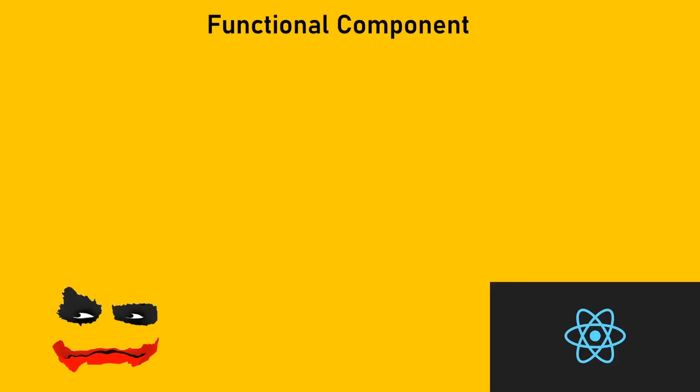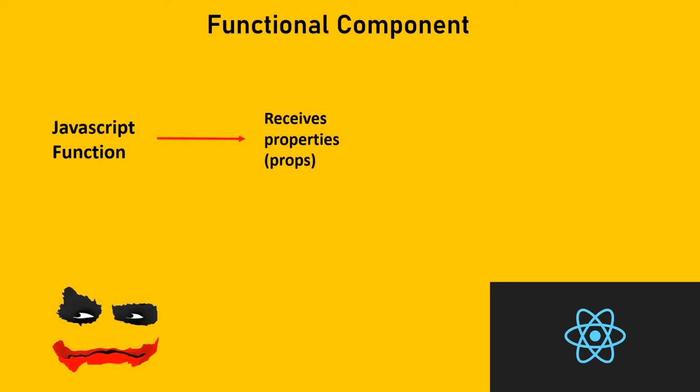Today we are going to talk about functional components. I'm going to show you how we can create one, how we send props inside it, ways to export them, and the benefits of using them. So let's get started. Functional components are a JavaScript function that receives properties, props, and it returns an HTML, the JSX, which describes the UI.